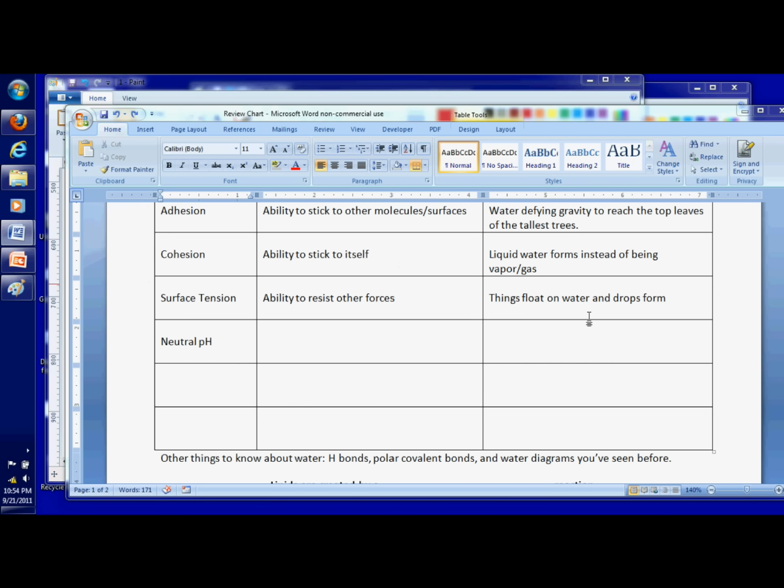Neutral pH, guys, really there's nothing to it. Water's neutral, and that means it's around 7. So that's all you need to know.